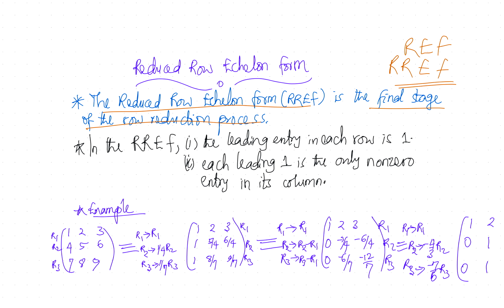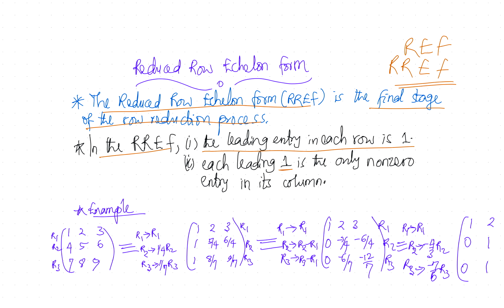But in the reduced row echelon form, we have more rules. The leading entry in each row that we talked about before, in the row echelon form we're not particular about their value. But in the reduced row echelon form, the value should actually be 1. So your leading entries should have a value of 1. Apart from that, each leading entry should be the only non-zero entry in its column. Each leading entry 1 is the only non-zero entry in its column.